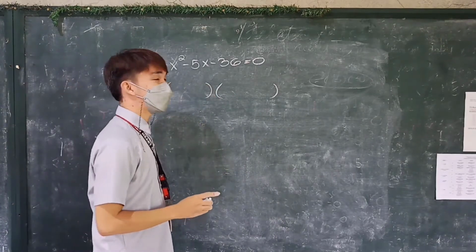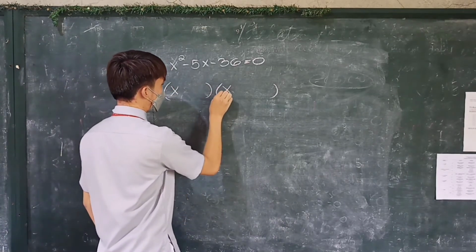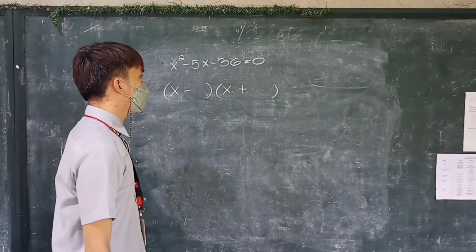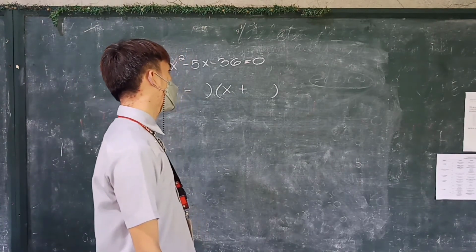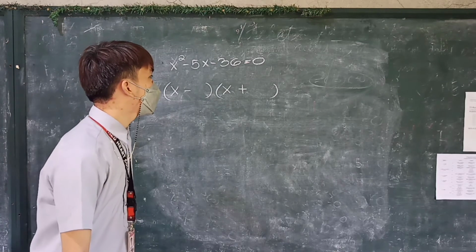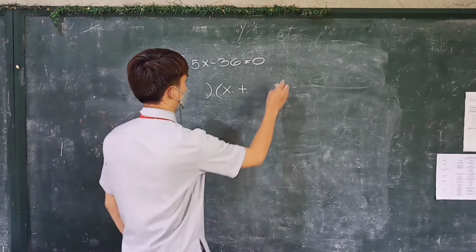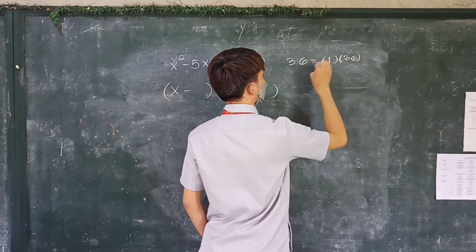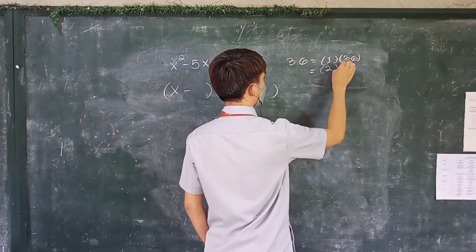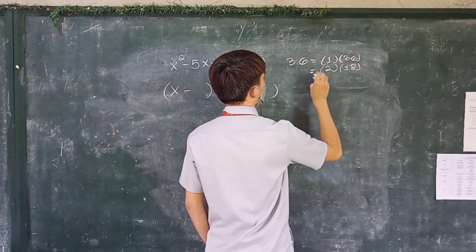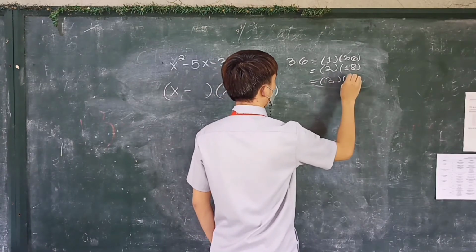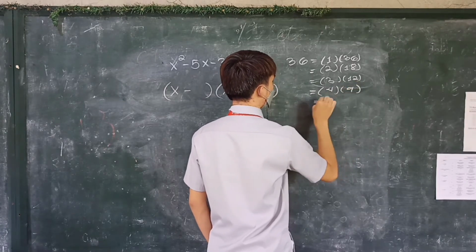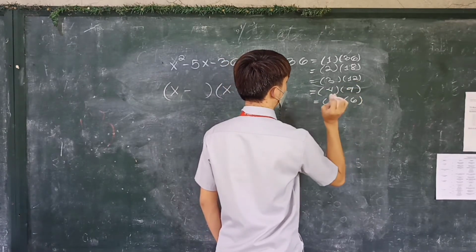The factors of x squared are x and x. Now, let's think of the factors of 36 wherein if we are going to subtract, the result will be 5. We have 1 and 36. We have 2 and 18. We have 3 and 12. We have 4 and 9. We have 6 and 6.